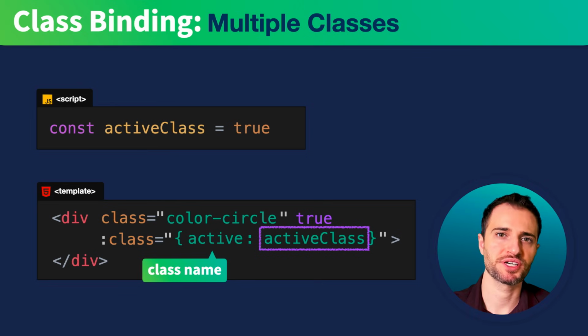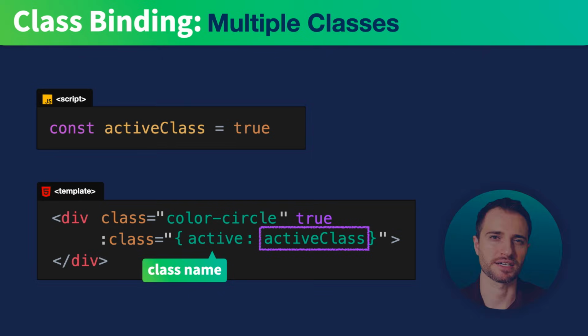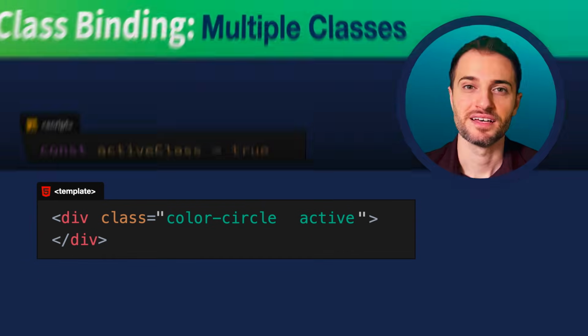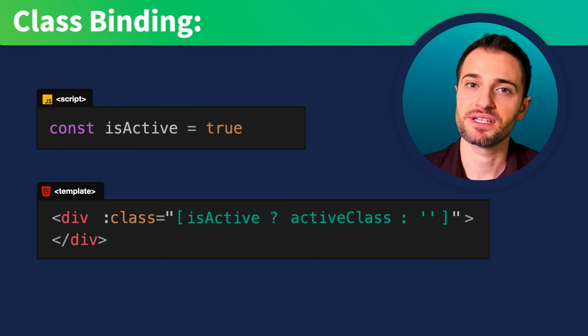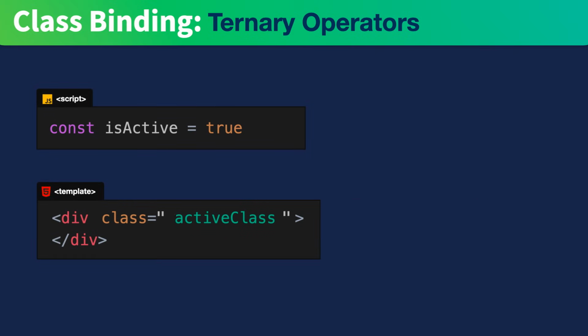At this point, you might be wondering what's going to happen here because we already have the color circle class and we're adding another class, the active class. How does that look? Well, when this actually renders out, those classes are going to be combined like so. A helpful tool that class binding gives you is the ability to use inline ternary operators. So here we can use this array syntax and add the active class whenever isActive is true. Otherwise, we could add an entirely different class or none at all. In this case, because isActive is true, we are indeed adding the active class.